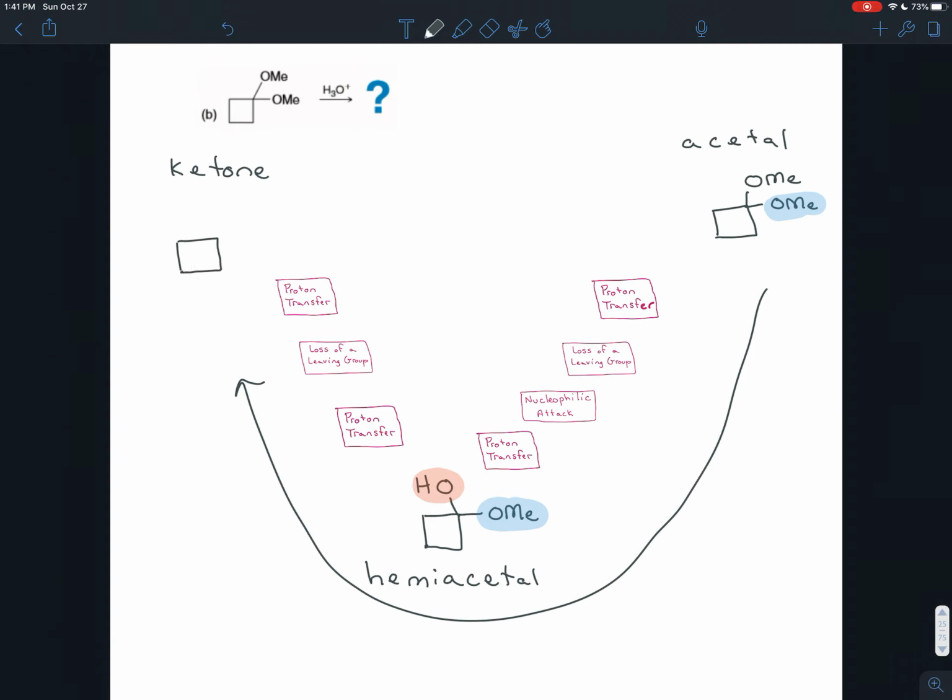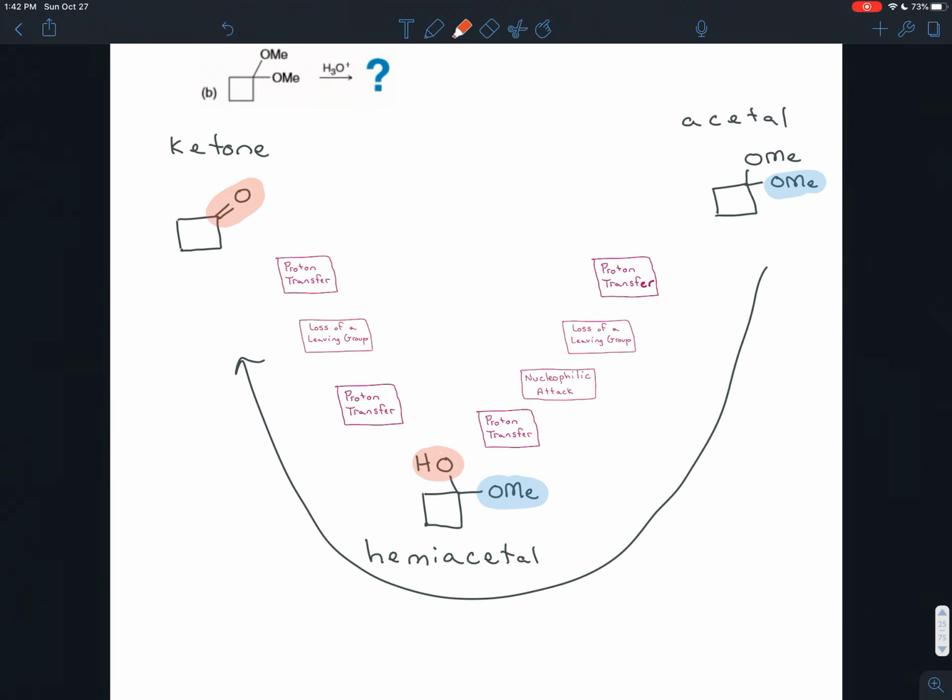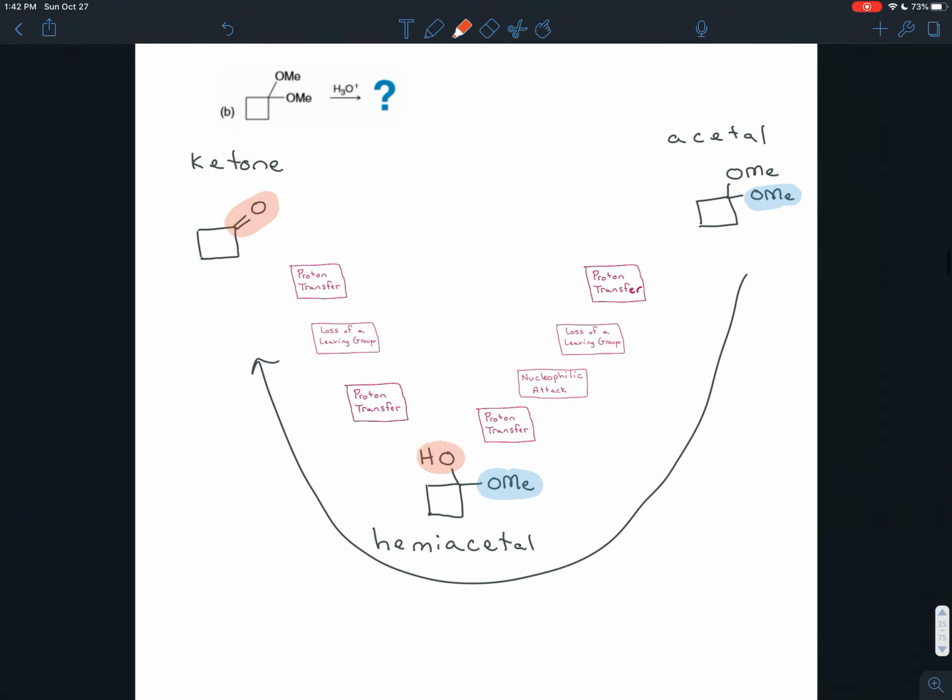So for the ketone, we continue to have that cyclobutane ring, but the carbon that was the acetal, the carbon that had the two methoxy groups on it, turns into a carbonyl. And ultimately the oxygen there comes from the OH in the hemiacetal, which comes from water. So these are our landmarks as we go through this mechanism.